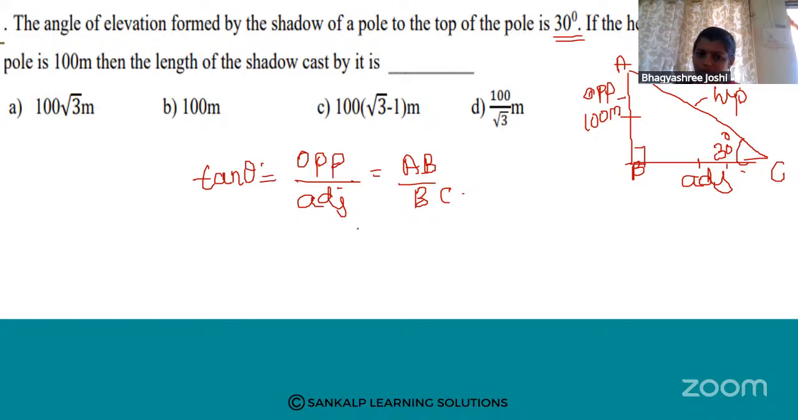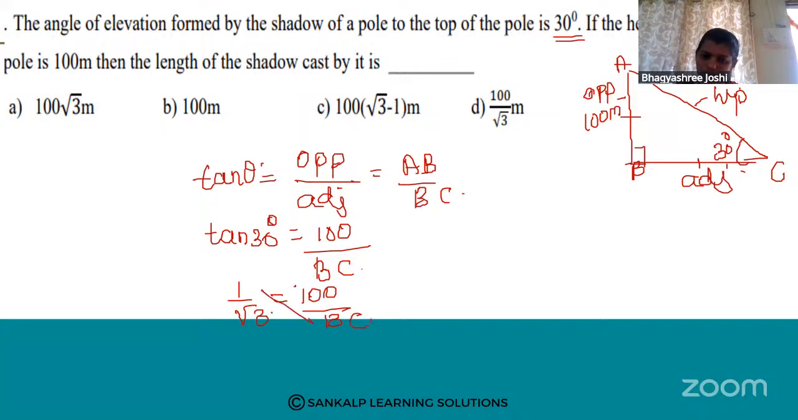So tan theta, and theta we know: tan 30 degree is equal to AB, which is 100 meter, divided by BC, which we don't know. Tan 30 degree is 1 divided by root 3, equal to 100 divided by BC. Now do cross multiplication: 1 into BC is BC, equal to 100 root 3 meter. So option A is right.